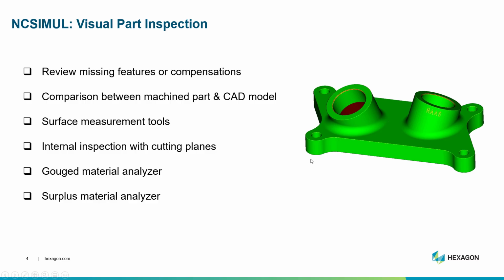From there, we'll move to the visual part inspection, where we're going to compare the original part model that you programmed from to what we just cut with the post-process G-code out of the rough stock in the digital twin environment. And it's going to let us know if we're gouging the part, if we're leaving excess material in areas, or if we're hitting our tolerances. And we'll use some measurement tools to do so, as well as some more analytical tools such as gouged material and surplus material.